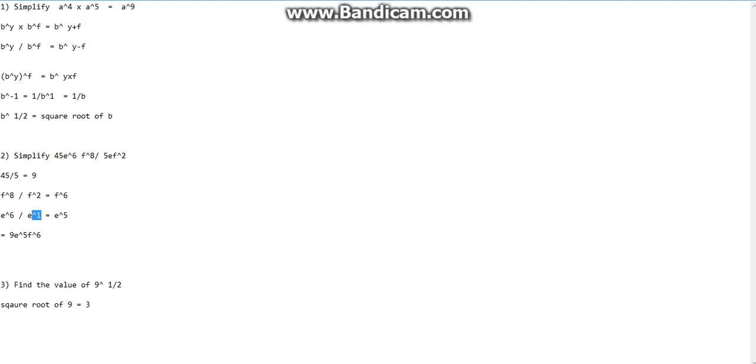That's an easy thing to get caught out on in the exam, because if you look at it quick, you'll think, oh, there's nothing there. But actually that's to the power of 1, isn't it? Because it's one of them. So don't get caught out on that one. And eventually, the answer would be 9e to the power of 5, f to the power of 6.